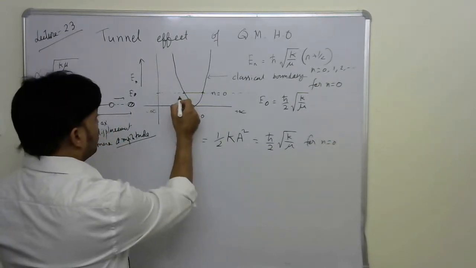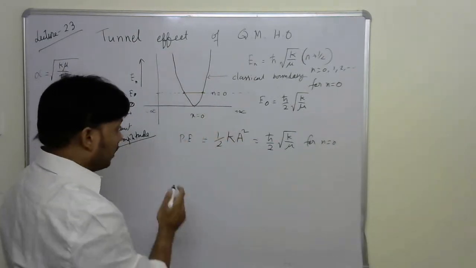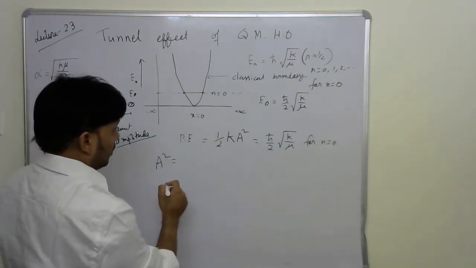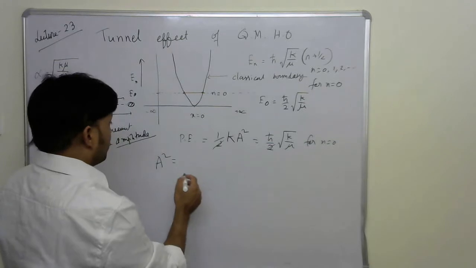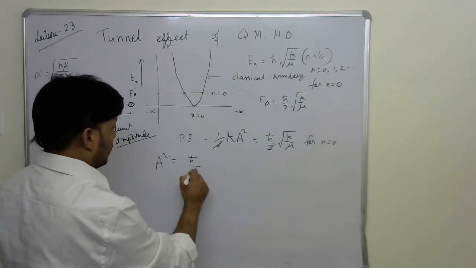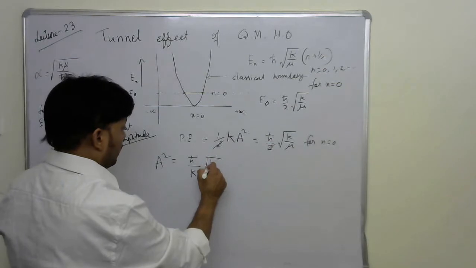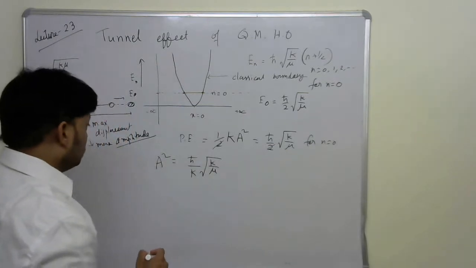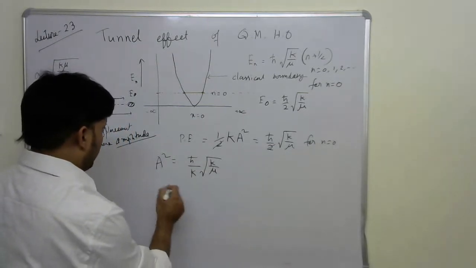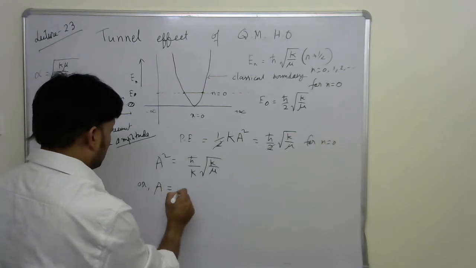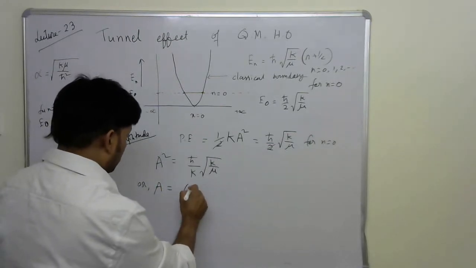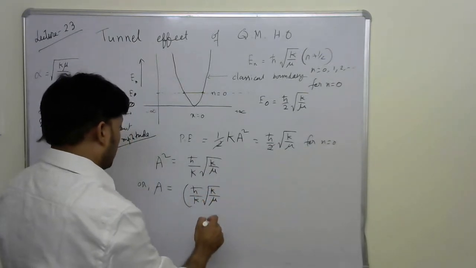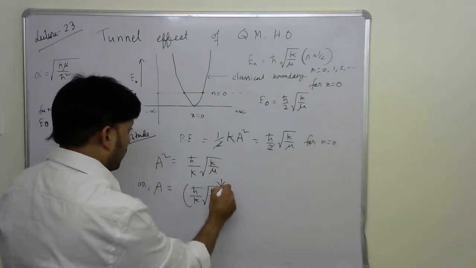We are going to find out the value of a. What we can do is take a square equal to, so these two cancel out, h cross divided by k root over k divided by mu. And then we have the a value, or a is equal to, h cross divided by k root over k divided by mu, whole to the power of half.